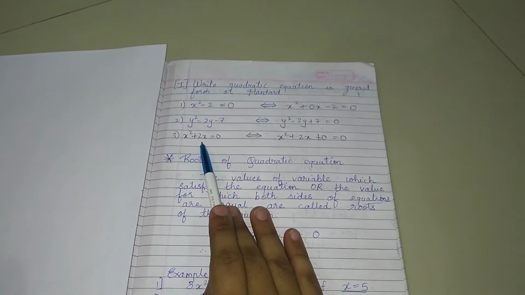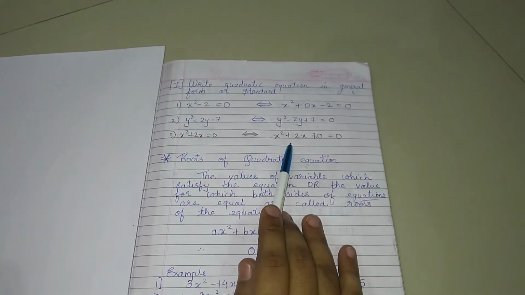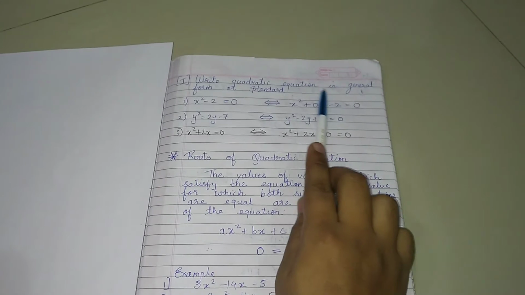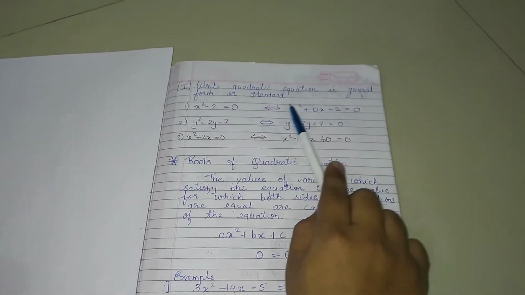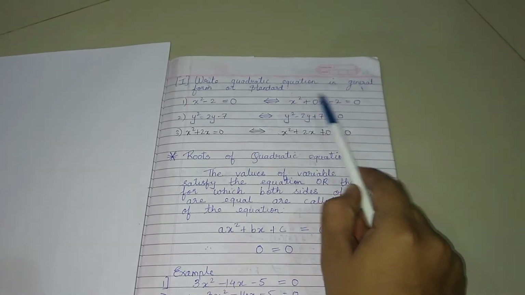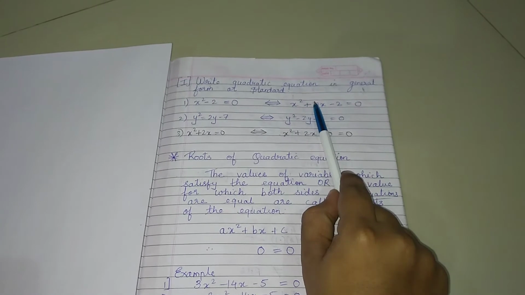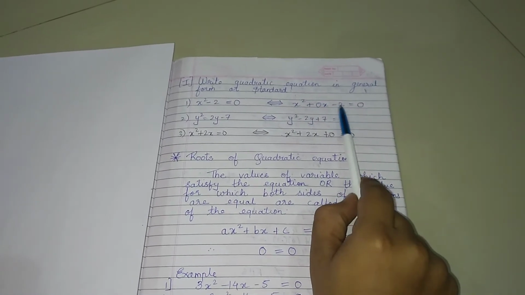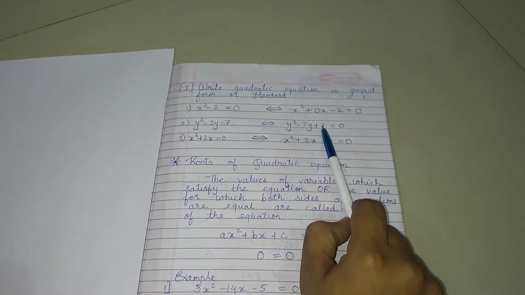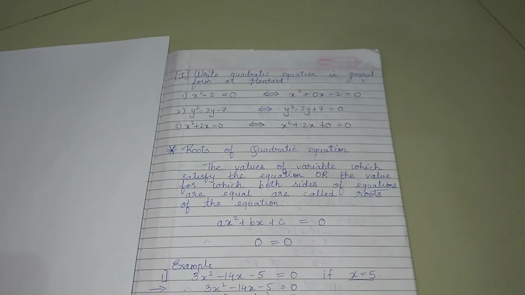Similarly, for this term, x square plus 2x is equal to 0, we can write this as x square plus 2x plus 0 is equal to 0. So this is the required general form. Now it's easy for you to find the coefficients. For the first equation, the coefficient is 1, for x it is 0, and the constant term is minus 2. Similarly, for this one it is 1, this is minus 2, and the constant is 7.